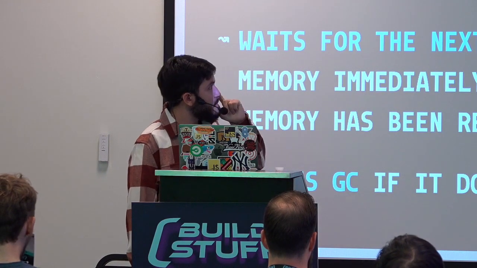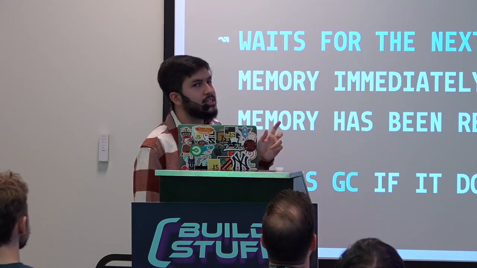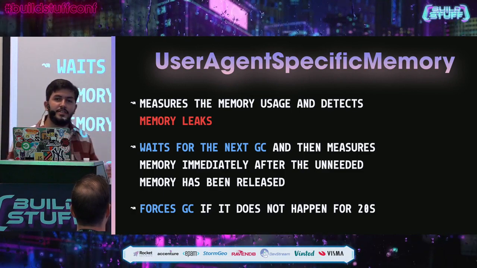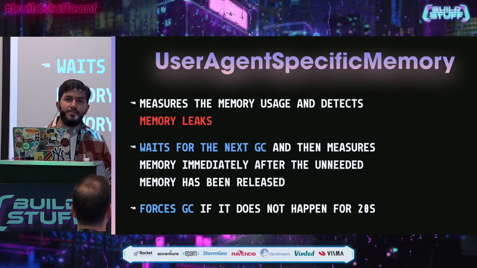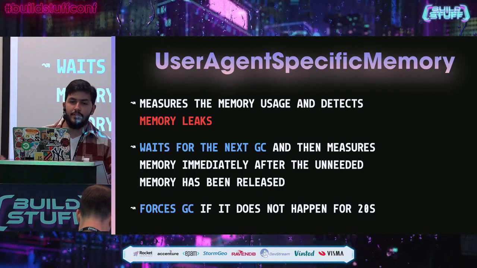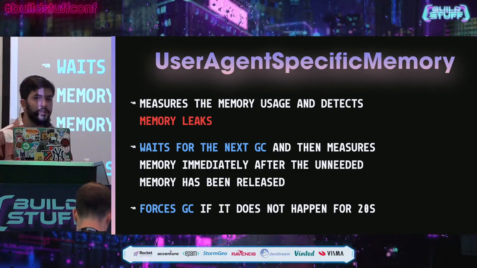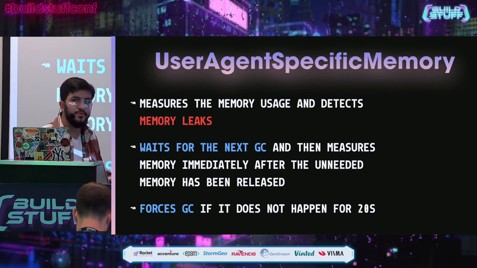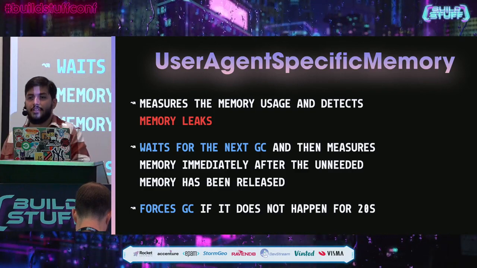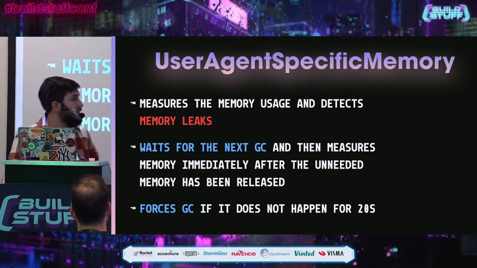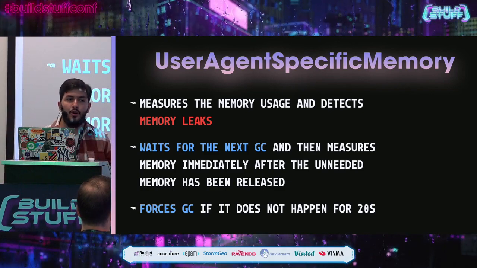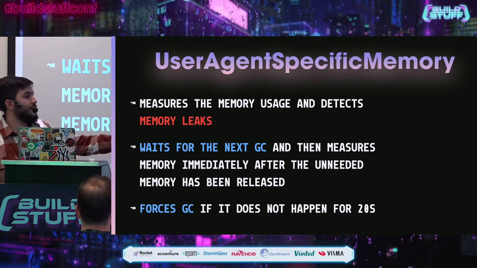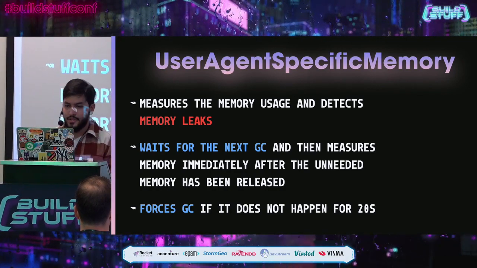And this one is more recent, and it has a long name: user agent specific memory. It is intended to replace the one we used to have for measuring the total heap of the language, and it's really useful for memory leaks. We are used to checking for CPU bound operations, but we are not used to checking for the memory leaks we are adding to our app. It works by waiting for garbage collection to happen and then immediately getting information, and if it doesn't happen in 20 seconds, it's going to force garbage collection.